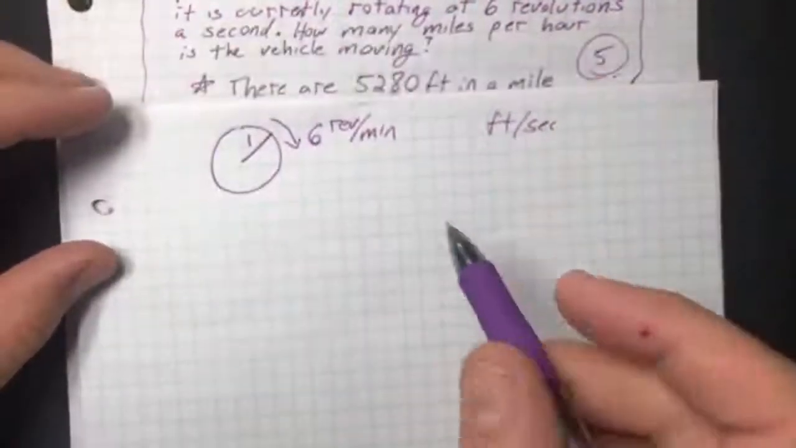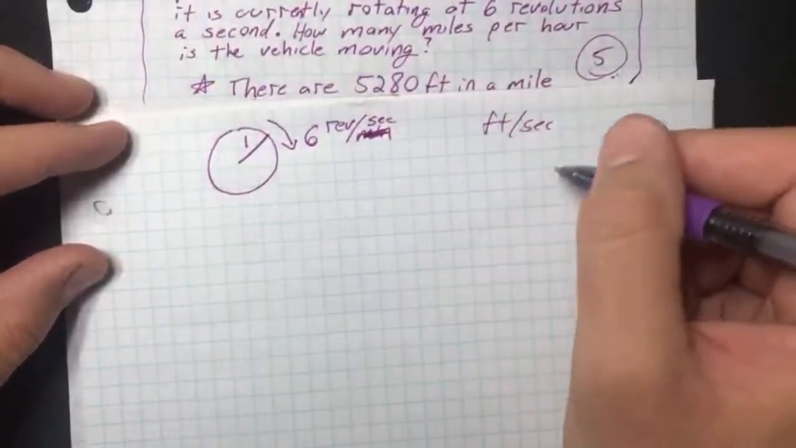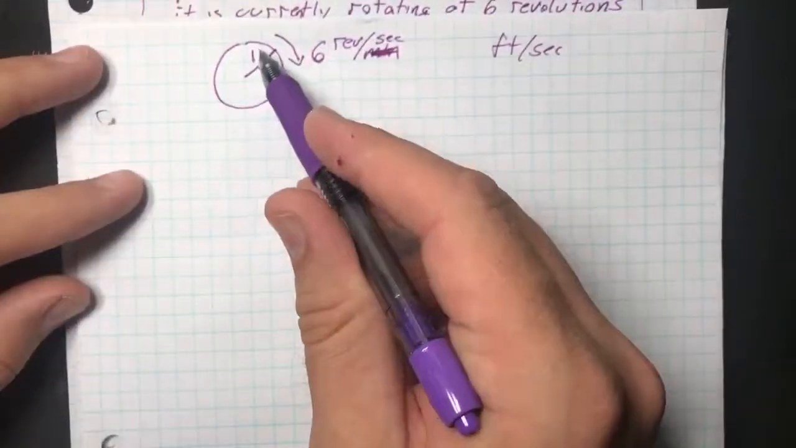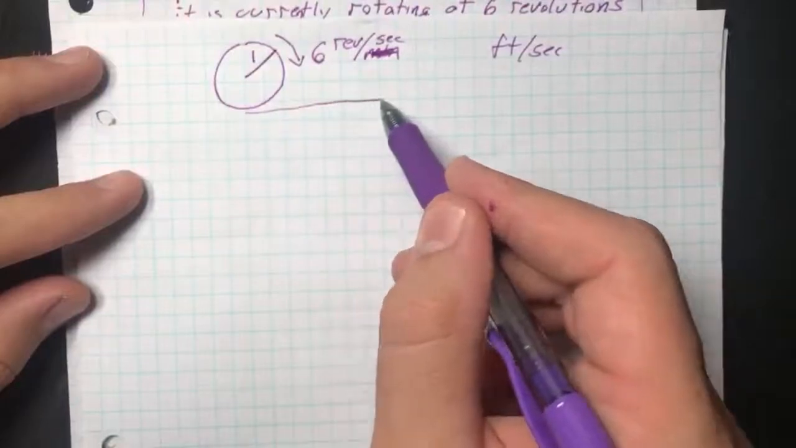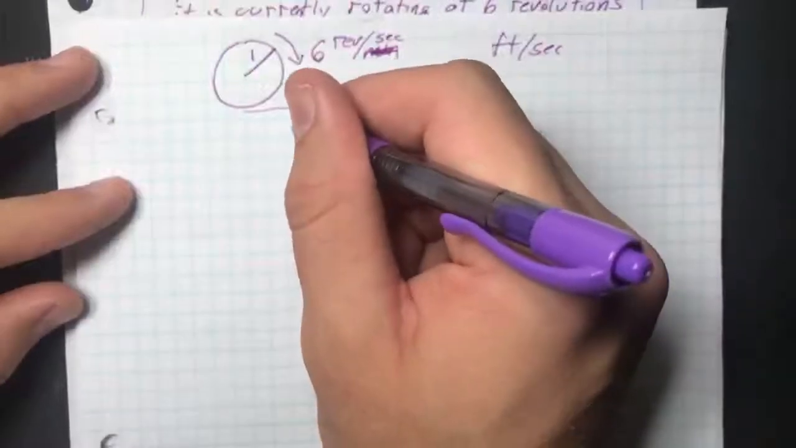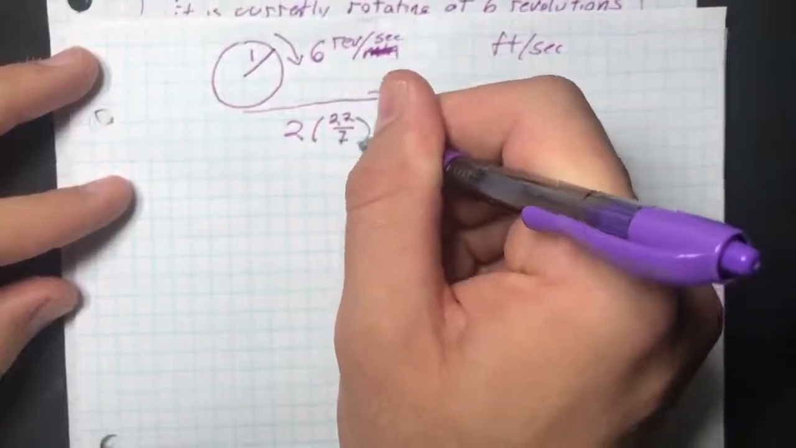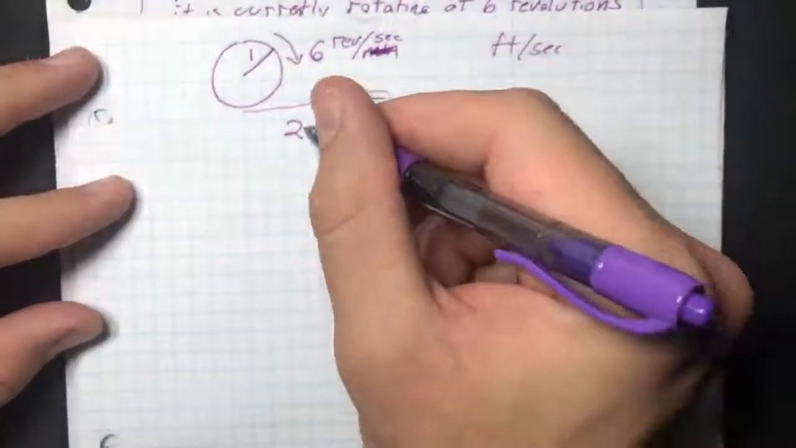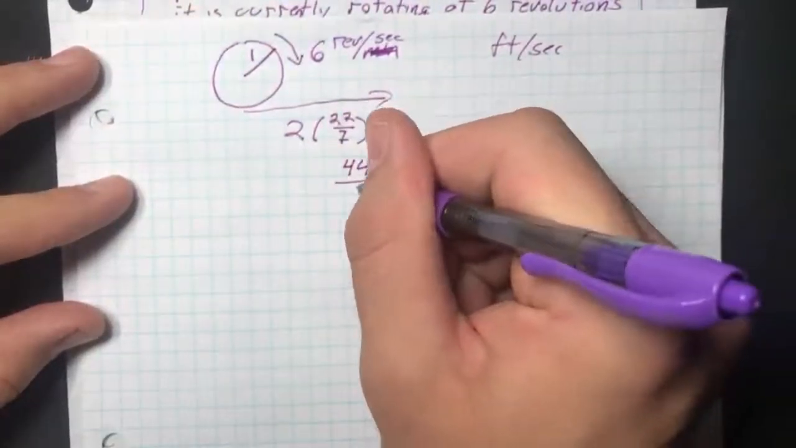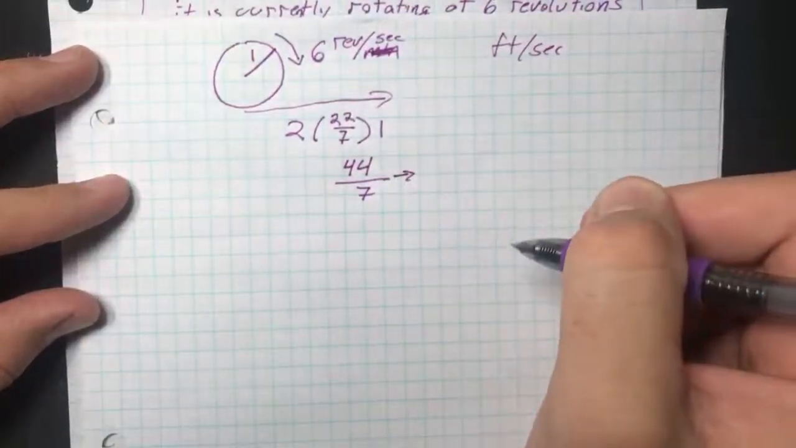Wait, is it rotating at 6 revolutions a second? So let's figure out feet per second. First off, we have to find the circumference so we know how much ground it covers after 1 revolution. The circumference is 2 pi r, so 2 times pi times r, which is 1. So this ends up equaling 44 over 7. That is the distance it travels after 1 revolution.